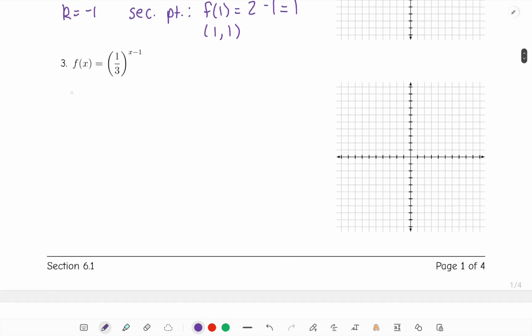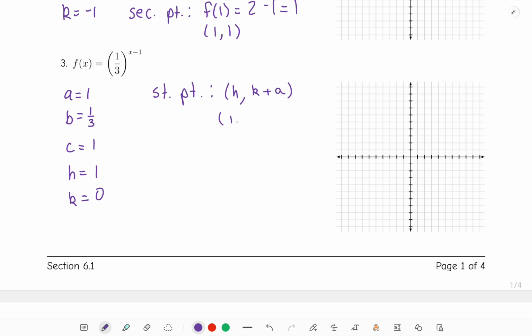Number 3, A is equal to 1, B is equal to 1/3, C is equal to 1, H is equal to 1, and K is equal to 0. Starting point, H comma K plus A. So we get 1 comma 1. Horizontal asymptote, y equals K. So we get y equals 0.